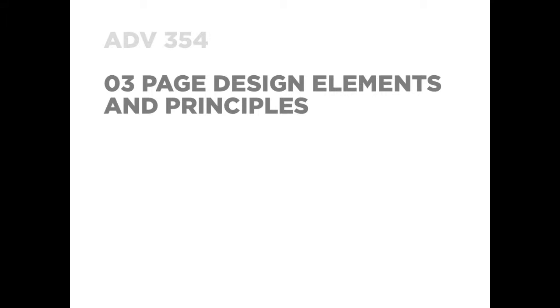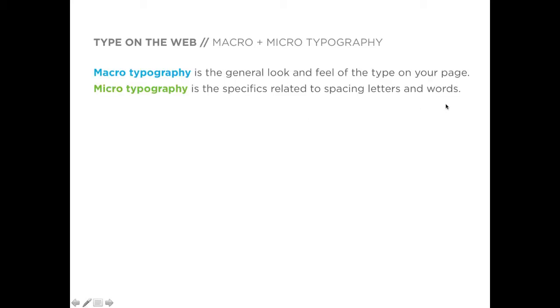Page design elements and principles. Obviously, we're talking about web pages. Starting with type on the web, we have macro and micro typography. Macro typography is the general look and feel of the type on your page, and micro typography is the specifics related to spacing letters and words.